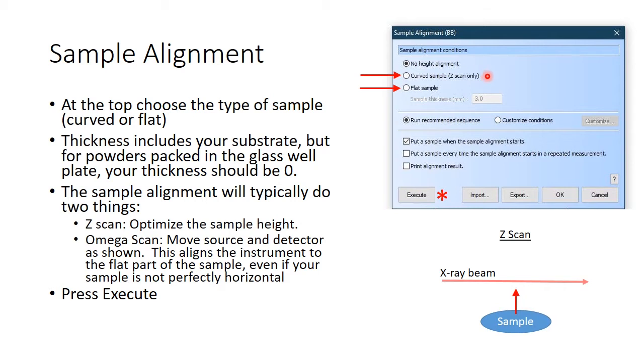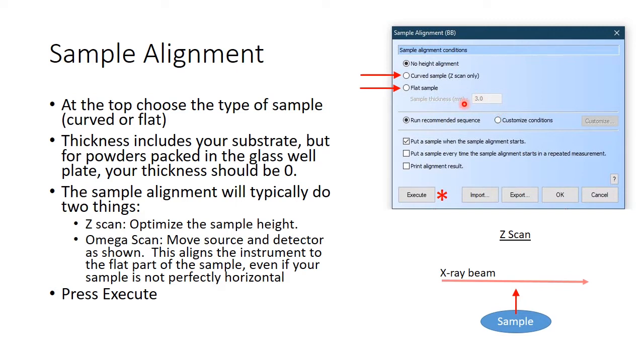The second is if you have a curved sample. And what I mean here is something with lots of curvature, like a rock. The final choice is a flat sample. And when we say flat, we're really meaning flat on the order of hundreds of microns. So it does not have to be atomically flat to choose this option. If you do choose a flat sample, you need to enter a sample thickness.